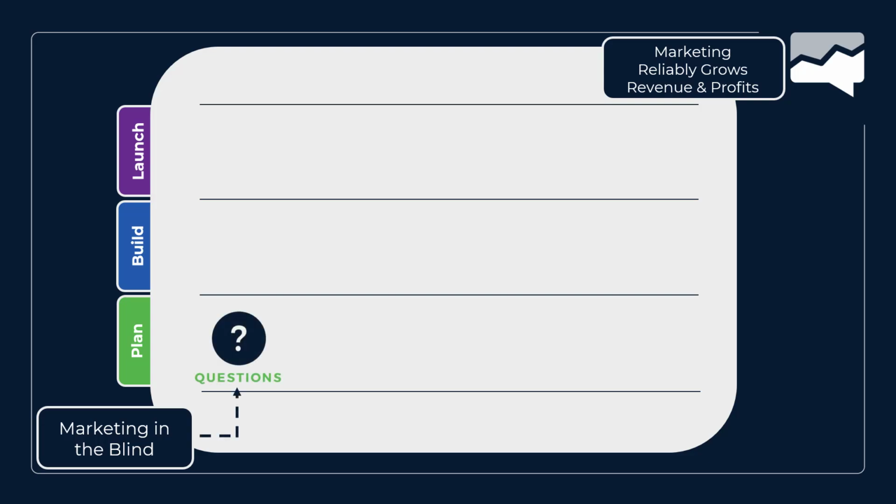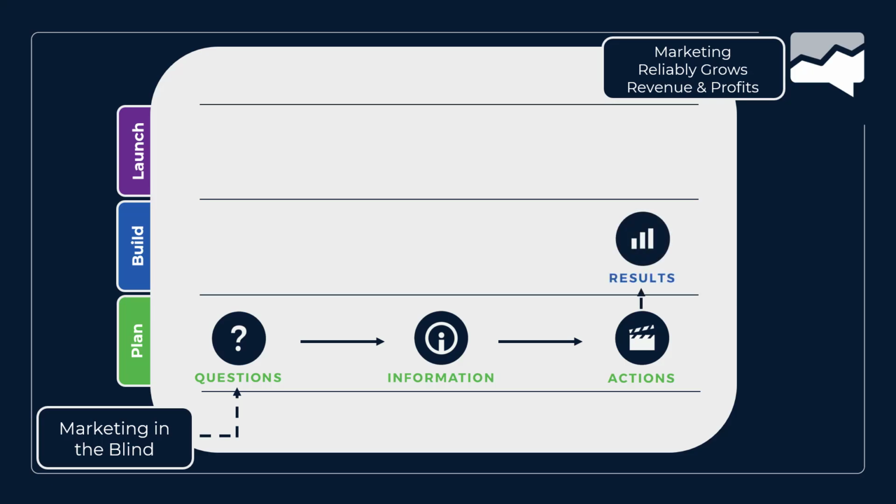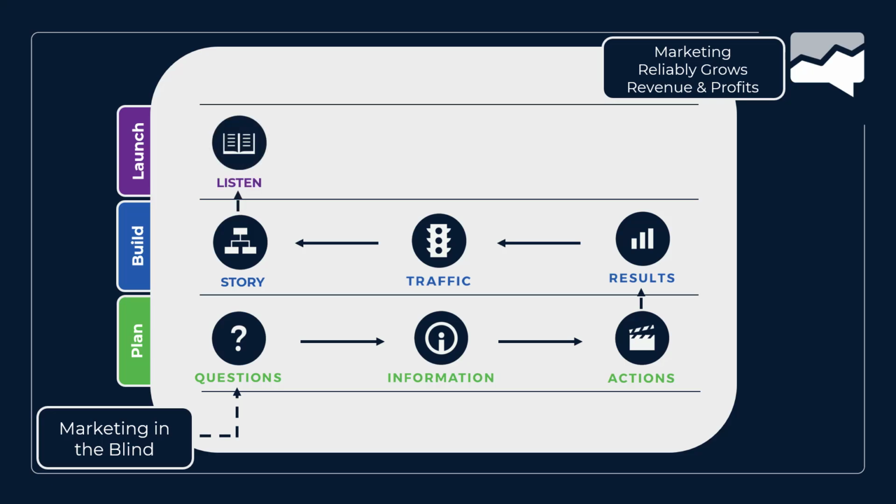Plan is about questions, information, and actions. Knowing the questions you're going to ask, knowing the information you need to answer those questions, and then understanding the actions you're going to take based on that information. Build is all about results and traffic, understanding your results and traffic, and having it tell you a story. And launch is all about listening to that story, forecasting what's going to happen in that story, say the next day, the next week, the next month, and then optimizing.